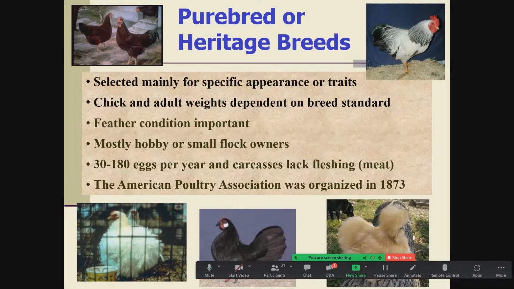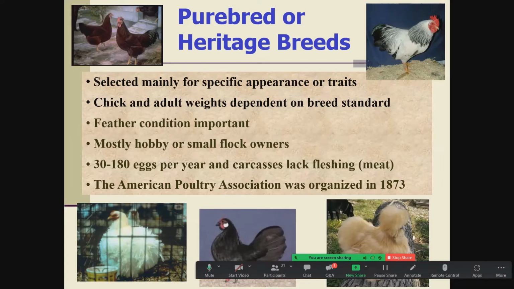Most of these are from hobby flocks and small flock owners today. There really is no commercial production of these. There are some mail order hatcheries that are sort of nondescript, almost like chicken mills in a way, but they don't really have purebred fowl or breed for purebred traits. They just sort of produce something that looks like whatever. These birds, typically heritage breeds, and these purebreds typically lay 30 to maybe 180 eggs a year. And there's very little fleshing on most carcasses.